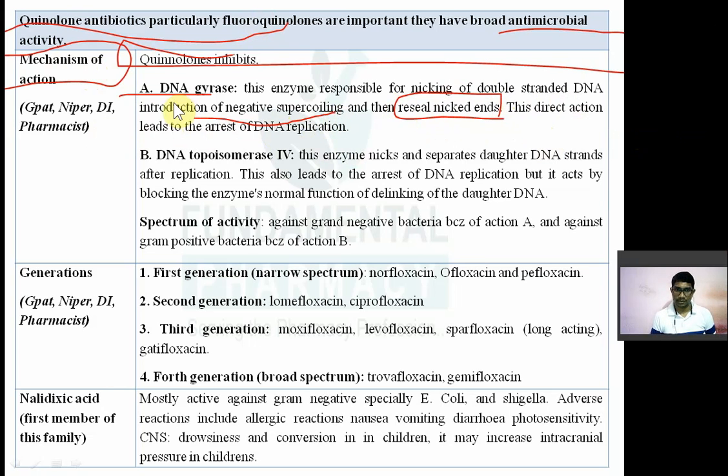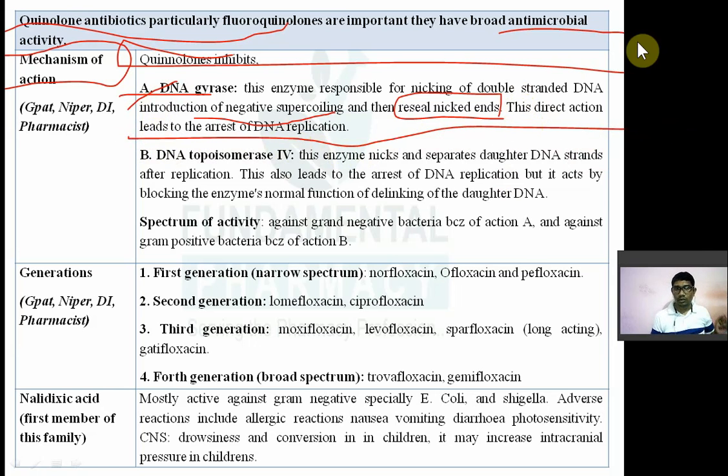Now the fluoroquinolones inhibit DNA gyrase. So what will happen? The supercoiling of bacterial DNA will not be relieved. It will remain as such, and that is useless. That will damage the DNA, and if there is damage to DNA, bacteria will die. Also, these fluoroquinolones have a direct action. They can arrest the DNA replication. Arrest means stop, so they will stop the replication.